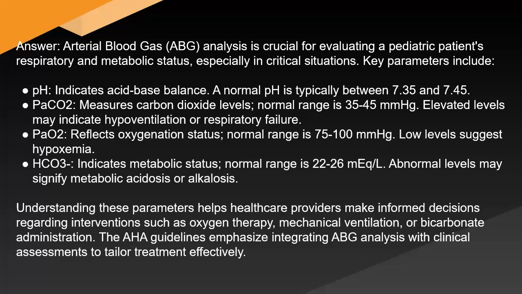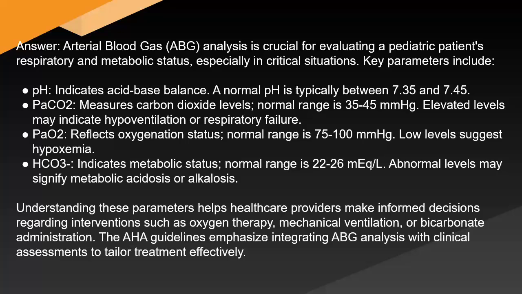Key parameters include pH, which indicates acid-base balance. A normal pH is typically between 7.35 and 7.45. PaCO2 measures carbon dioxide levels. A normal range is 35-45 mmHg. Elevated levels may indicate hypoventilation or respiratory failure.